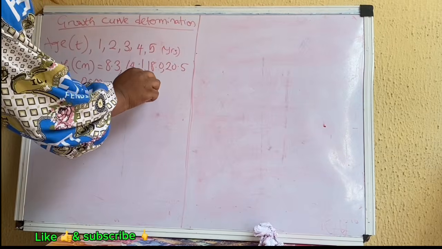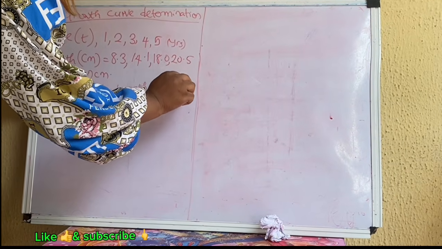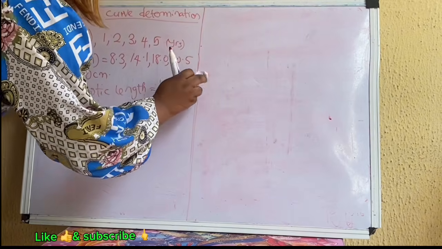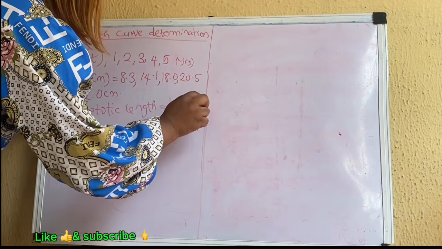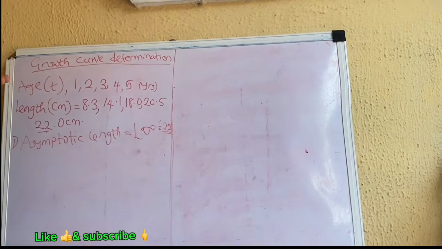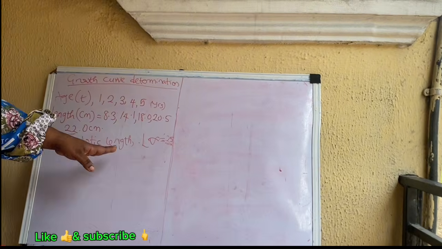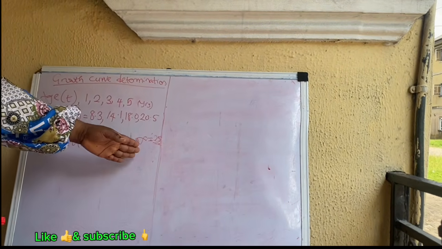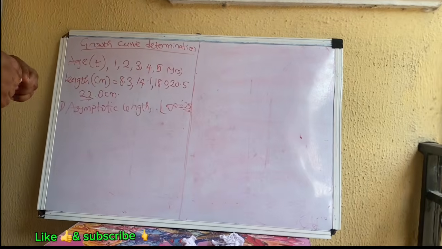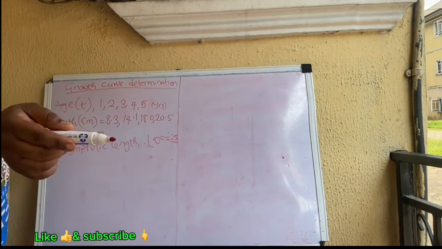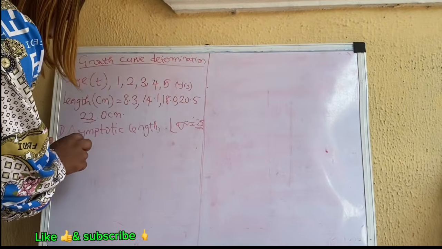Our asymptotic length, L asymptotic, equals 25. Okay, this is our asymptotic length, 25. So we've gotten the asymptotic length as 25. Now the next question we have to look at is to linearize the growth equation. That's the second question: linearize the growth equation.